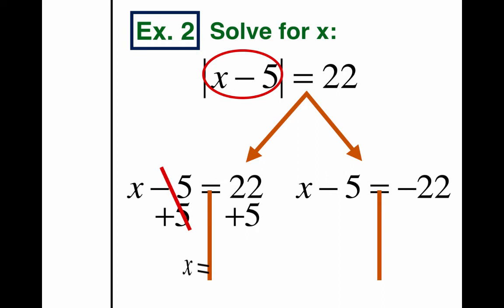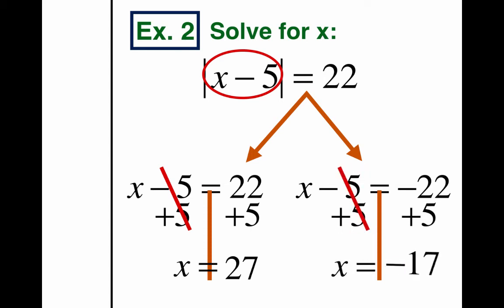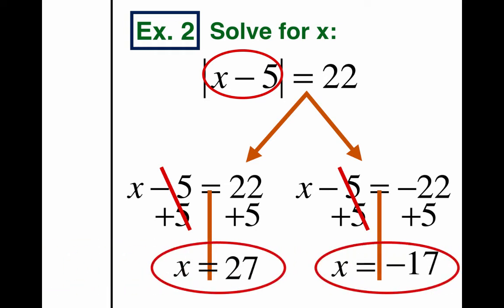And 22 plus 5 is 27. Or we add the 5 over, and -22 plus 5 is not a 27, it's a -17. So our two possible answers for x are 27 and -17.